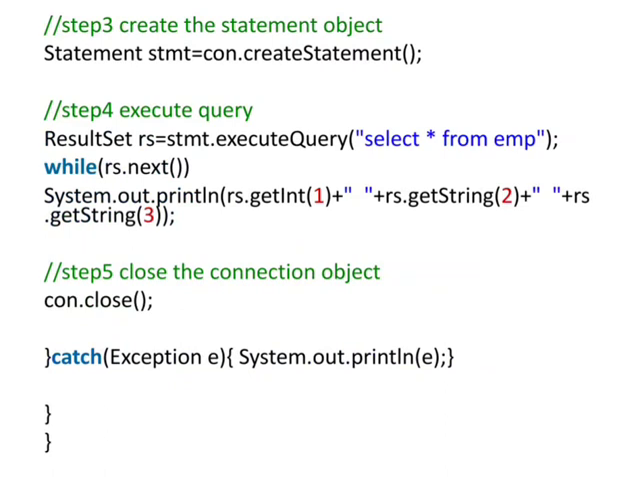Step number 5, close the connection object, that is con.close(); } catch(Exception e) { System.out.println(e); } } } complete. This is the program used for connecting to an Oracle database and getting data from the emp table.